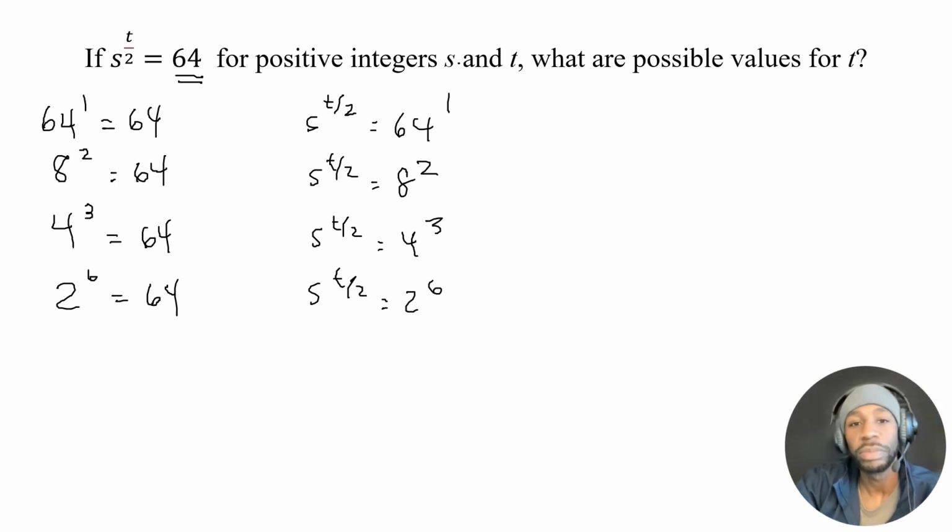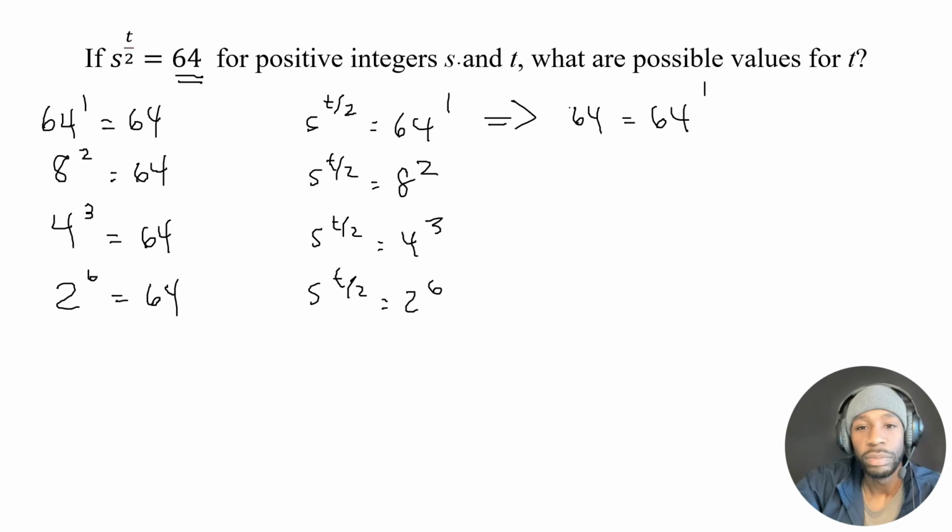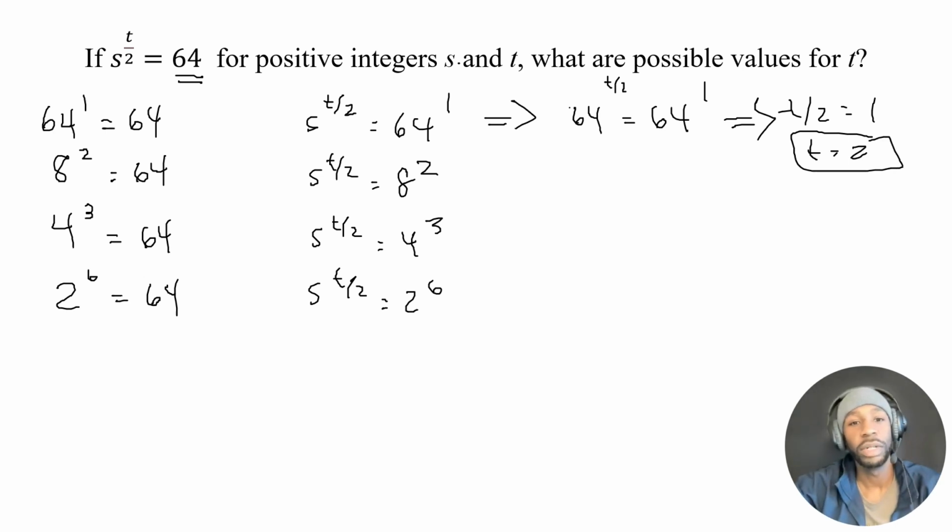Now let's take the first one. If we set s equal to 64, then t over 2 has to be equal to 1. And so in that case, if t over 2 equals 1, then t will be equal to 2. So that's a possible value.